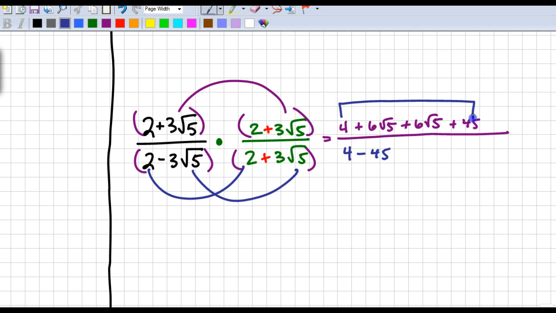Now let's do some adding of like terms. 49 plus, remember to think about the adding of the radicals as 6x plus 6x. Can only add when they're the same, so we end up with 12x there, or 12 radical 5. And on the bottom we get a negative 41.